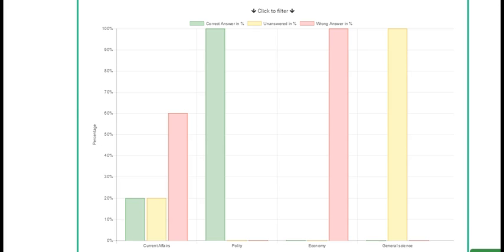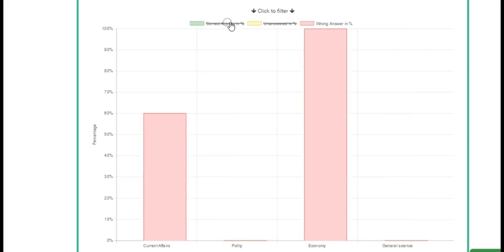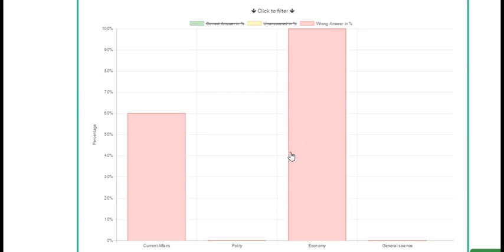We will also provide section-wise analysis in a bar diagram. There are 4 sections: current affairs, polity, economy, and general science. Here you can see 3 colors: green for correct answers, yellow for unanswered, and rose for wrong answers. If you want to see only the wrong answers, then click the unanswered and correct answers. So you can see the wrong answer percentage for all the sections. The wrong answer percentage is high for economy.